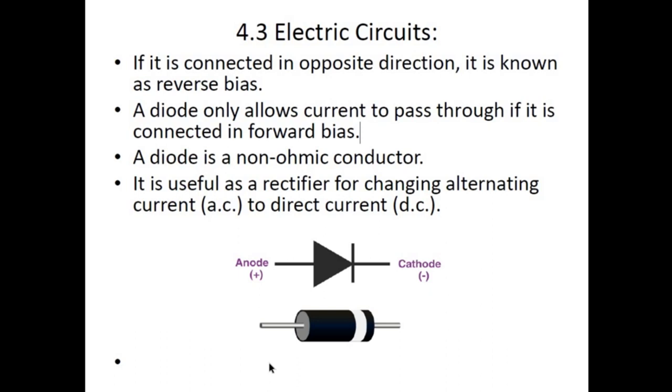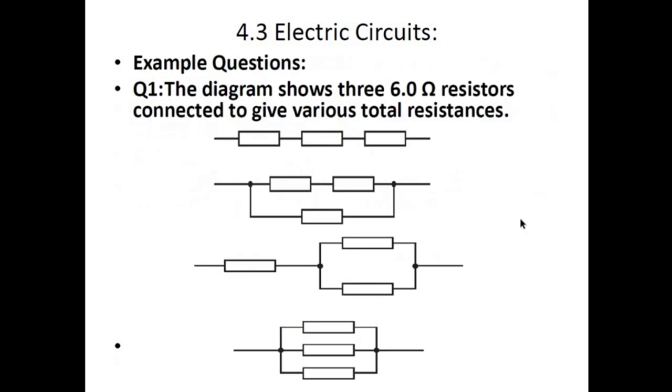This is what a diode looks like. This white band represents the arrow symbol, or the direction of the current, or the negative terminal, whereas in the circuit symbol it is drawn like this, sort of an arrowhead.